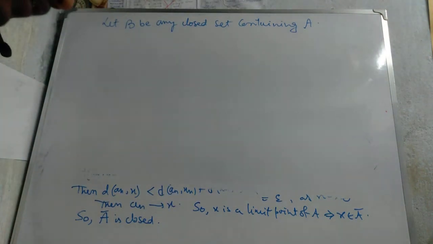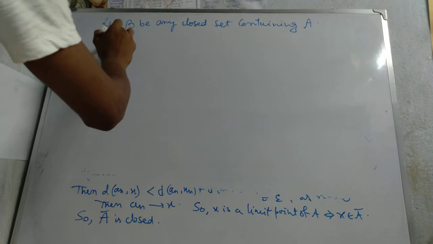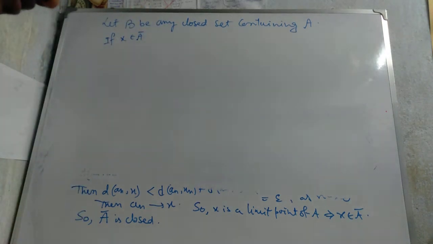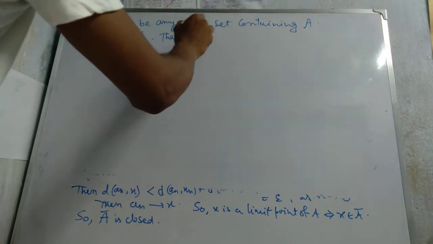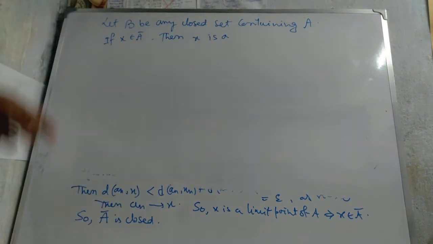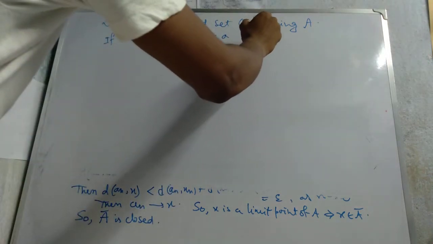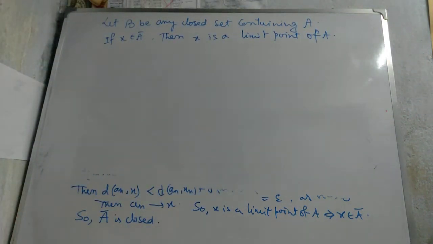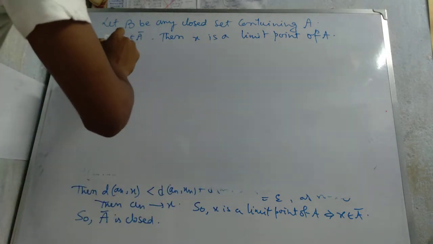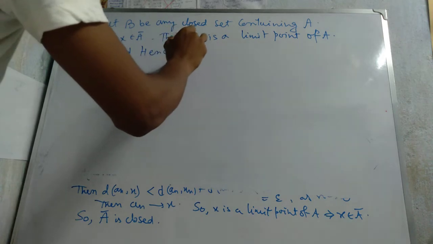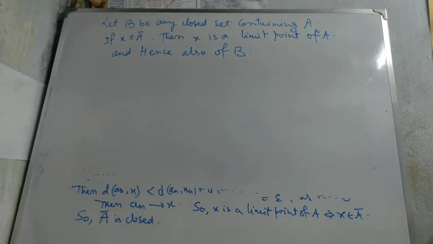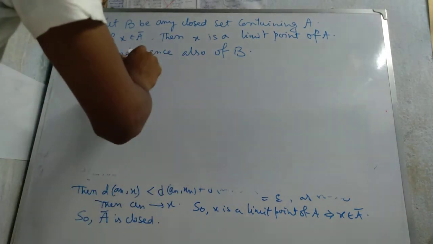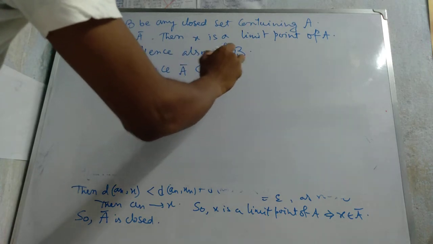Now if x belongs to A bar, then x is a limit point of A, and hence also of B. Hence A closure is a subset of B.